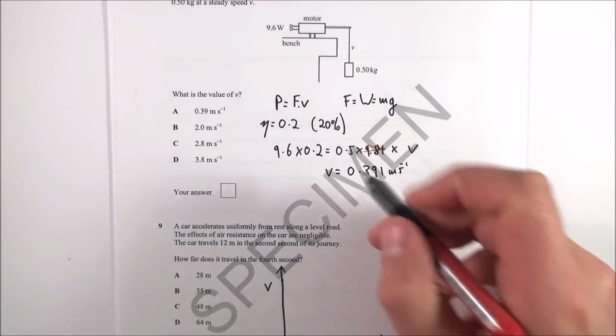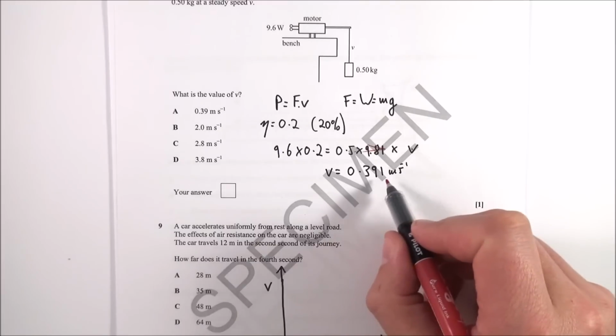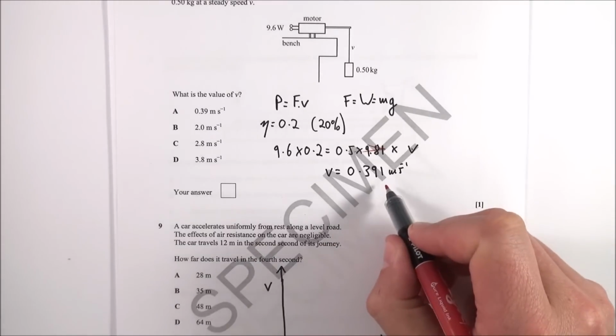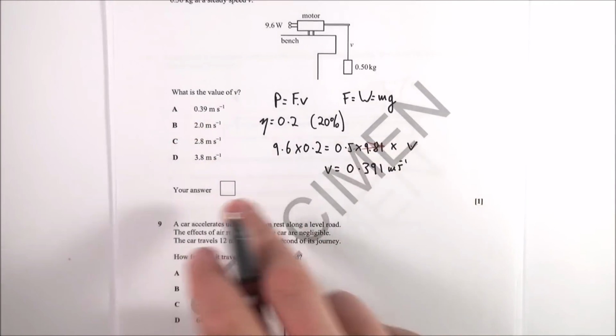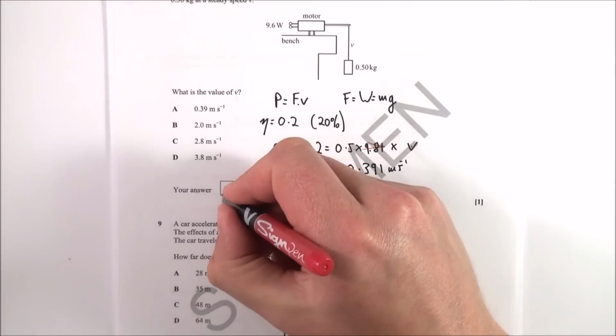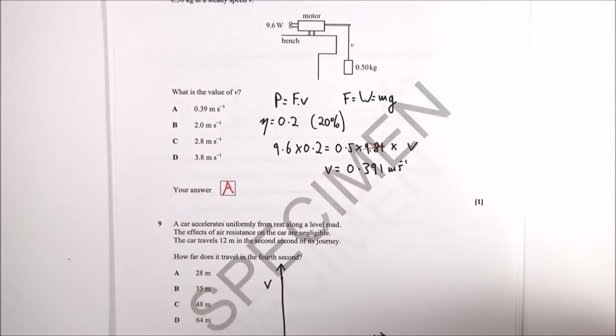I put the numbers in, I find that the velocity is equal to 0.391 meters per second. So that's what I did before I even looked at the answers, and luckily that's one of them. And so the answer to 8 is A.